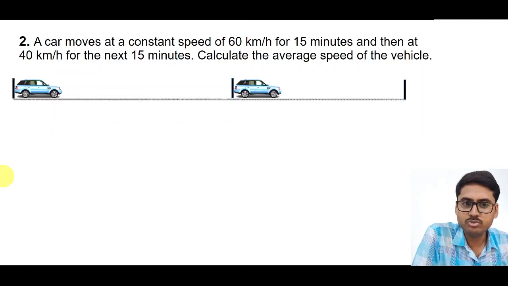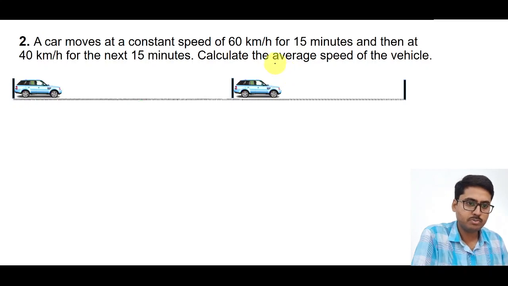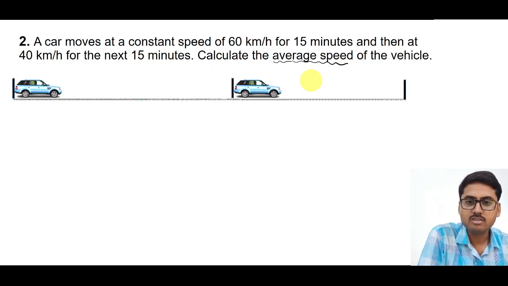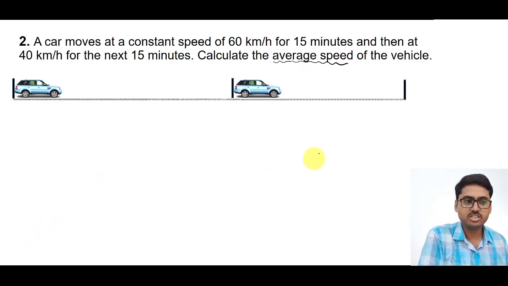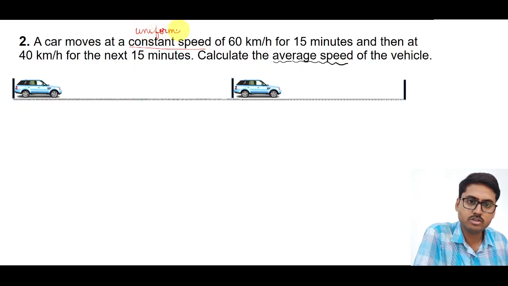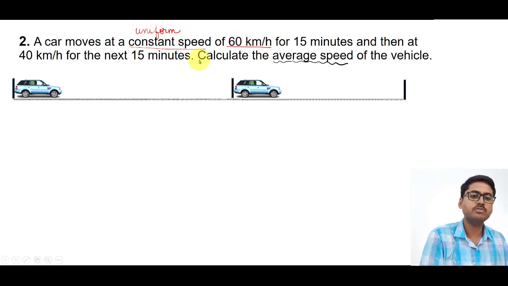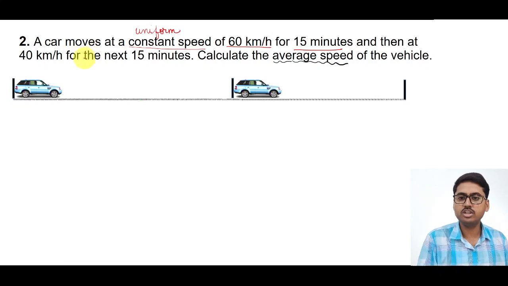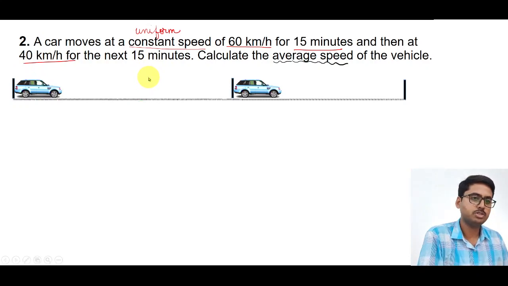The question number 2, it's a question based on average speed. How do we calculate the average speed of the vehicle? So I'll read out the question once. The question says a car moves at a constant speed of 60 km per hour. This is a constant speed here. You must check here. It's a uniform speed. It's a constant speed. Uniform speed of 60 km per hour for 15 minutes, and then at a speed of 40 km per hour for next 15 minutes. Calculate the average speed of the vehicle.